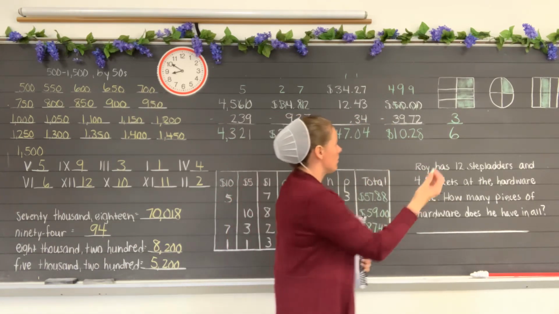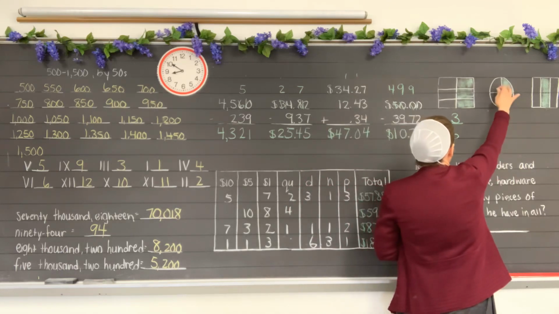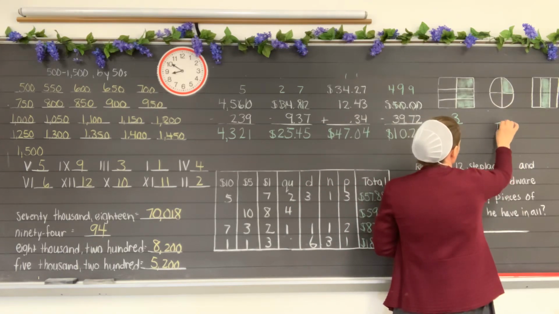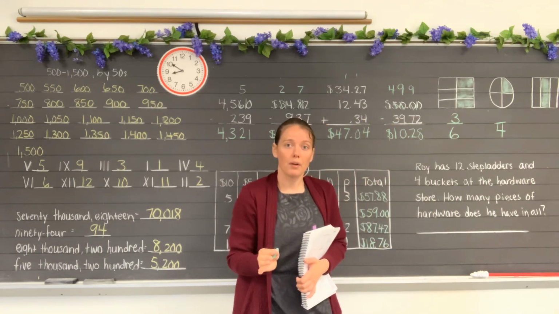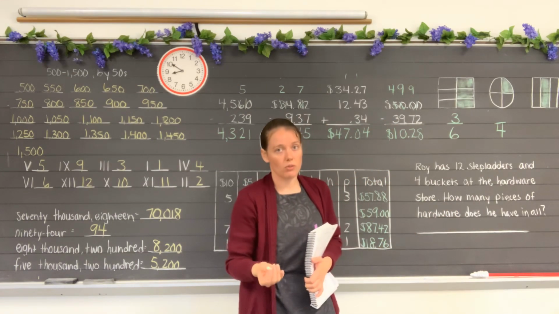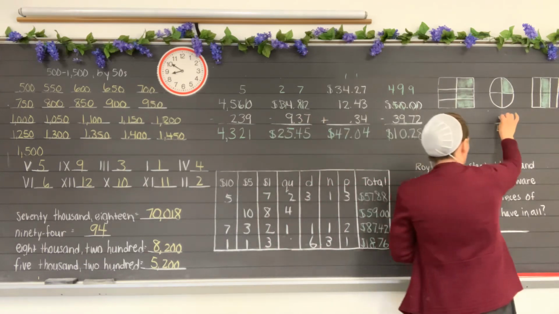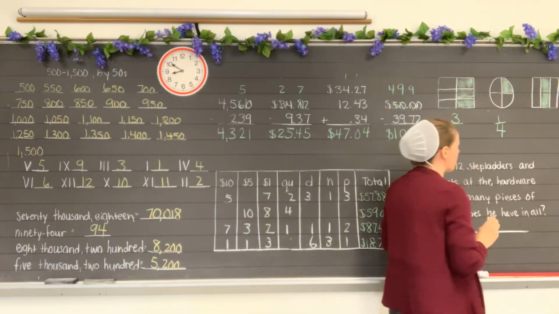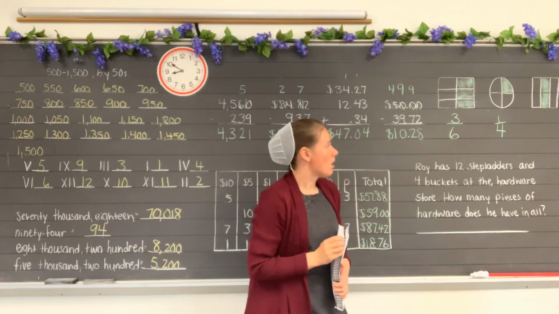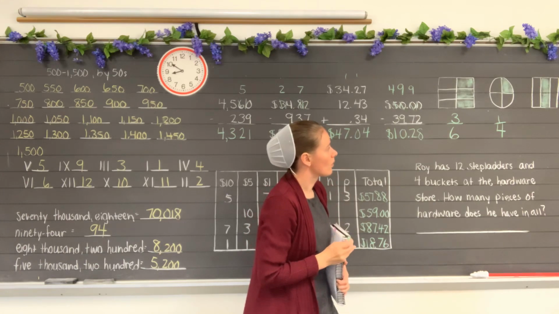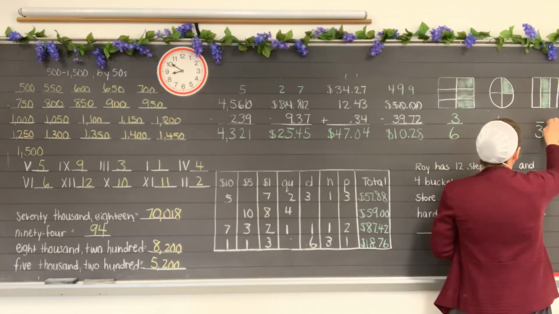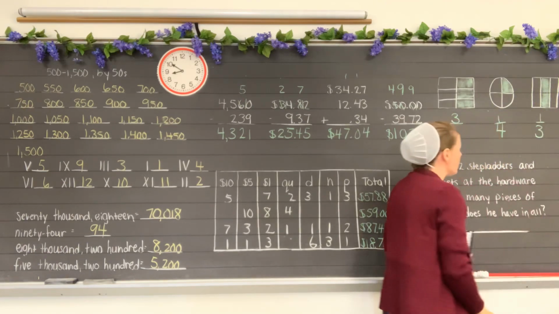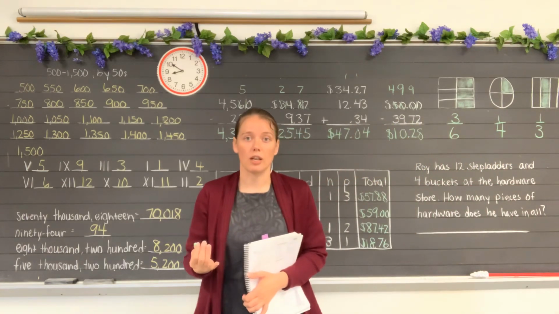And then we have a circle here. There is 4 pieces in the circle, and how many are shaded? Well, it looks like 1, so 1/4 of the circle is shaded. Over here we have a 3-piece shape. So 3 is my bottom number, and 1 is shaded, so 1/3 is shaded.